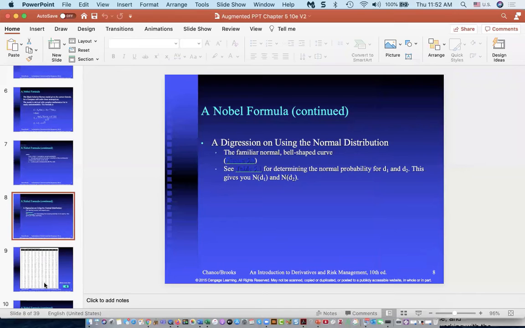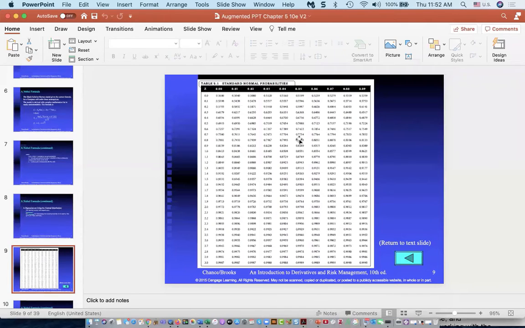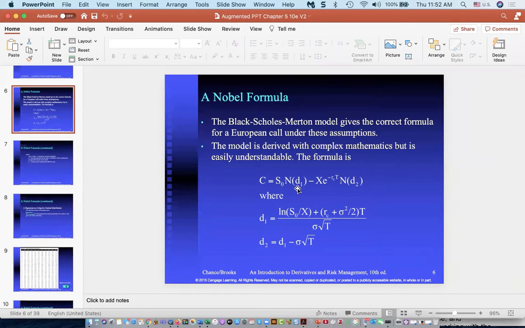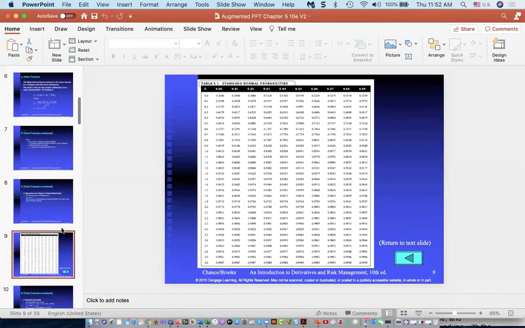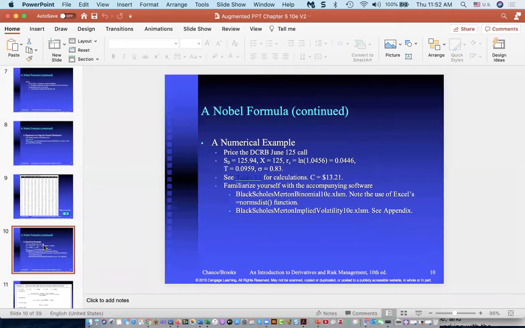When you apply this, there is a digression here. This normal distribution table is where you get ND1 and ND2. After calculating D1 and D2, you have to figure out ND1 and ND2, and this is the table you use. So suppose we apply this and use this table, okay? Bear with me.